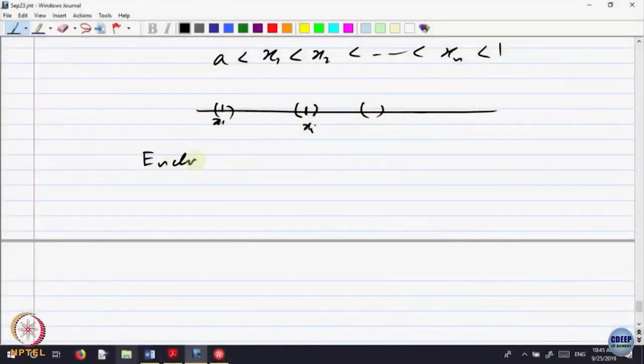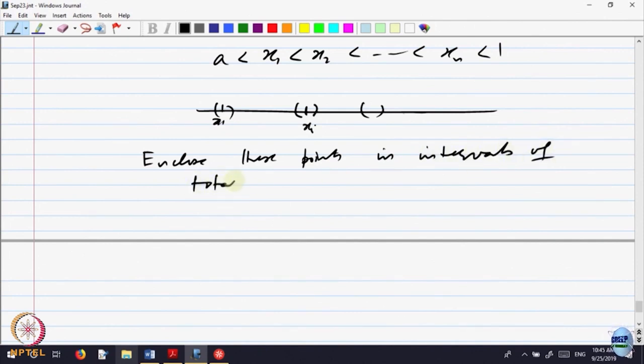So let us enclose these points in intervals of total length small.